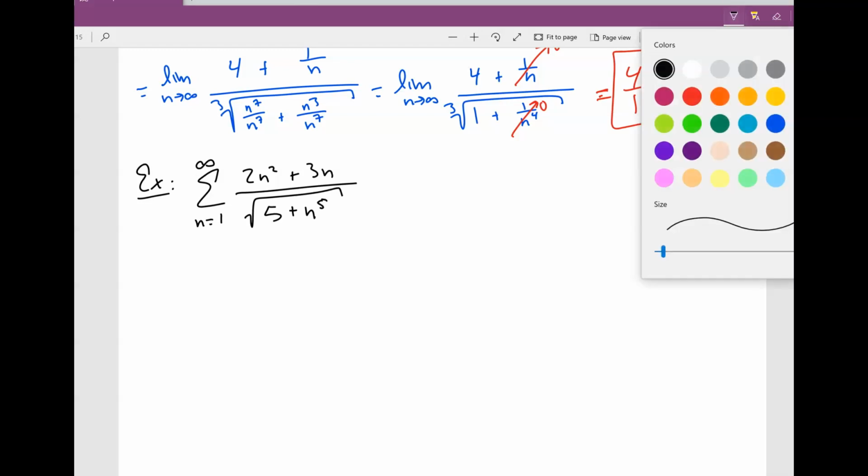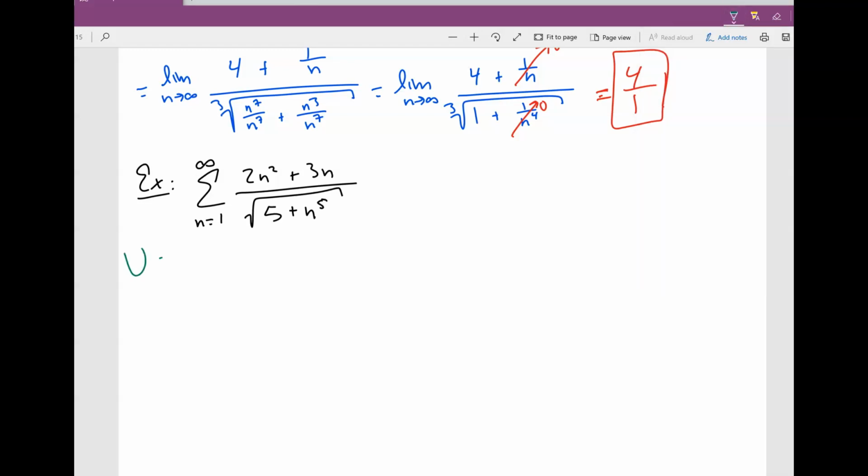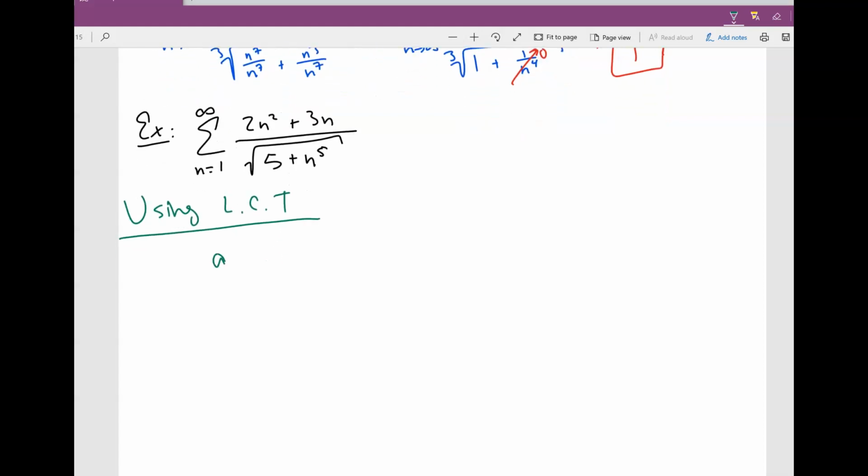We're going to use the limit comparison test. Using the limit comparison test, we are going to compare a sub n, which is equal to 2n squared plus 3n divided by the square root of 5 plus n to the 5th power, with a b sub n.